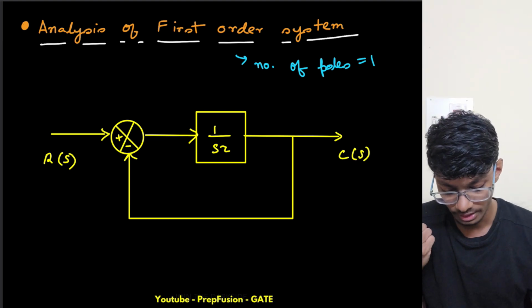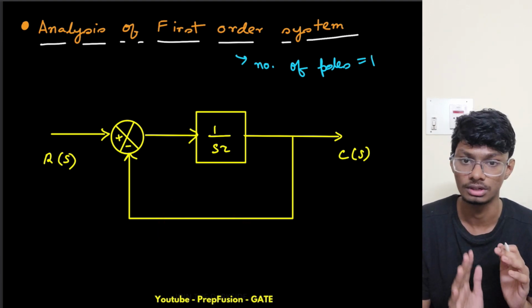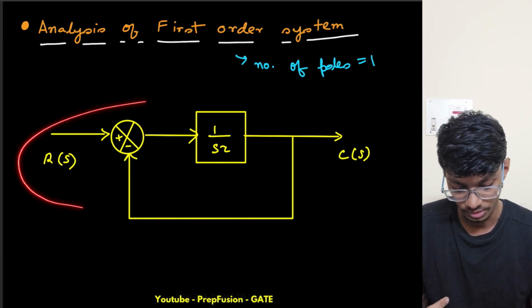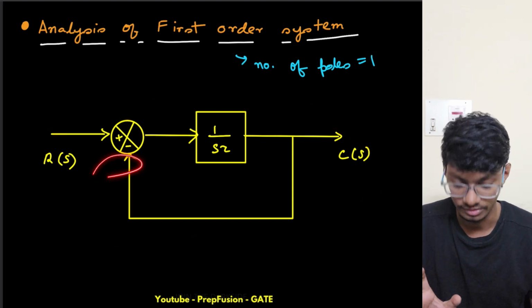This is a block diagram representation of a first order system with unity feedback. This is the most common representation, right? That's how we represent a first order system, with unity feedback, negative feedback basically.